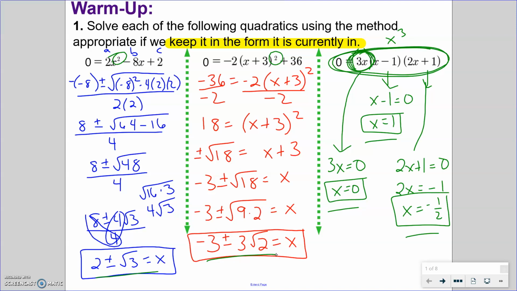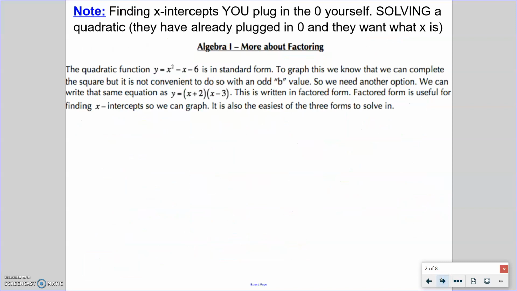Okay, so I just wanted to make sure we talked about that because we've never seen one like that before. All right, so don't forget, finding x-intercepts, you plug in the 0 yourself. Solving a quadratic, they've already plugged in the 0 and they want to know what x is, but the procedure is exactly the same, okay?